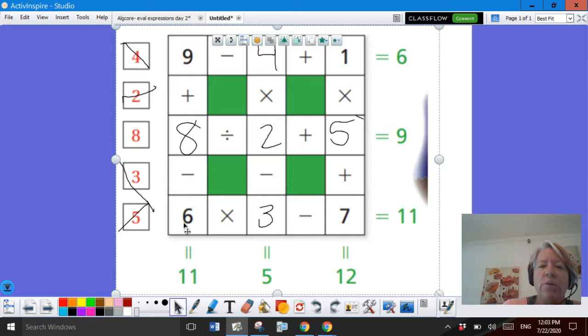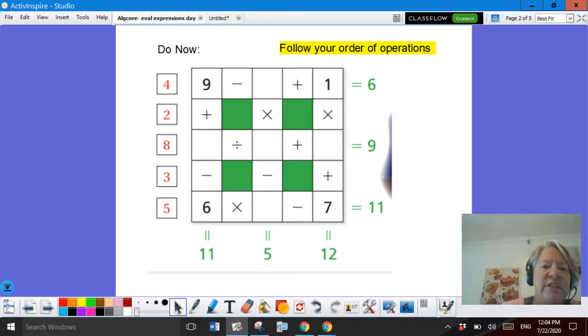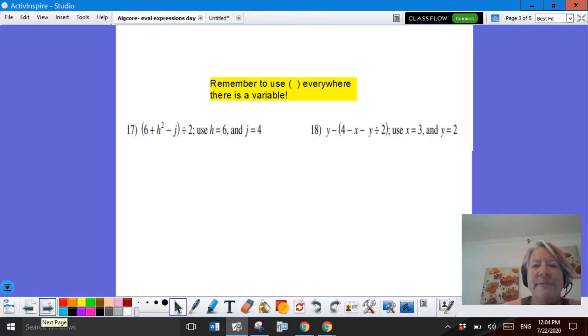And obviously, if they work horizontally, they're going to work up and down. So 1 plus 5 is 5. 5 plus 7 is 12. 4 times 2 is 8. 8 minus 3 is 5. And 9 plus 8 is 17. Minus 6 is going to give me 11. So if those are the numbers you got, good job.